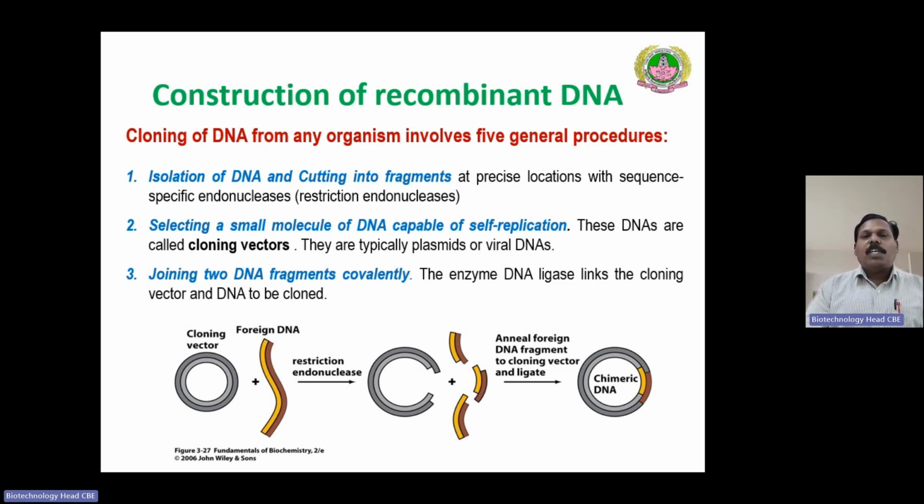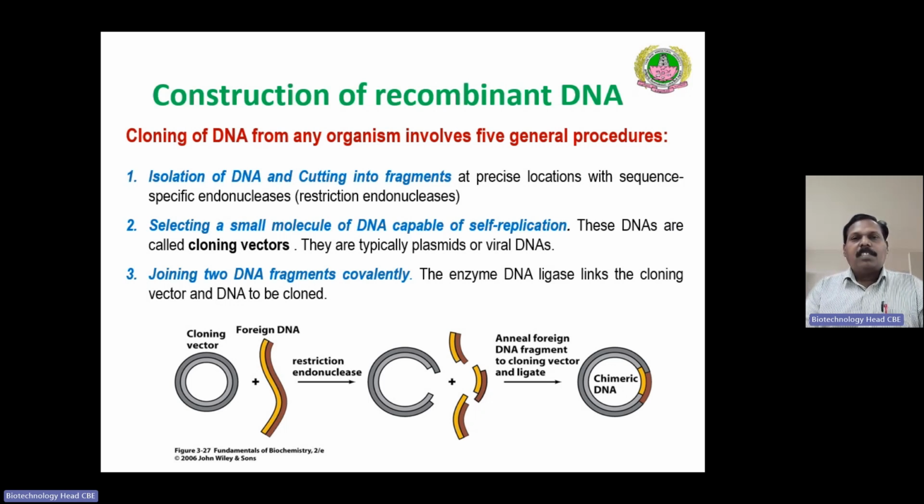So basically the cloning of DNA in any organism involves 5 different steps or general procedures for cloning and constructing a recombinant DNA molecule and subsequently transforming them into a bacterial host expression system. The first and foremost step is isolating DNA and cutting the DNA into fragments. This is done by using a specific enzyme called restriction endonucleases, which cuts the DNA at precise locations by recognizing the appropriate recognition sequences. We also refer to this enzyme as molecular scissors.